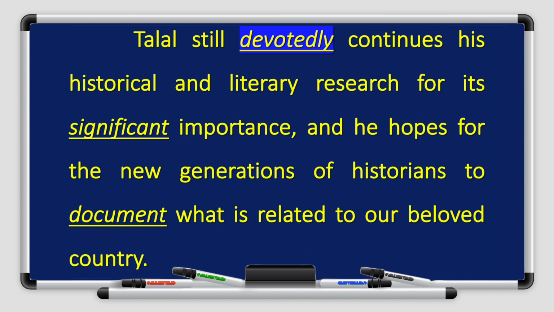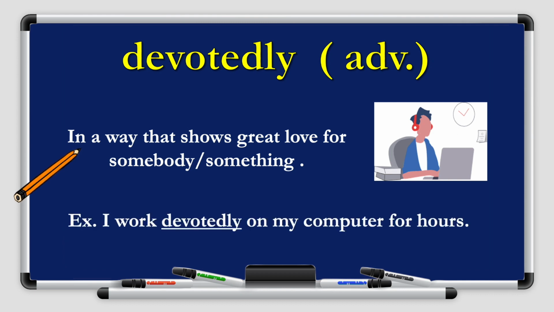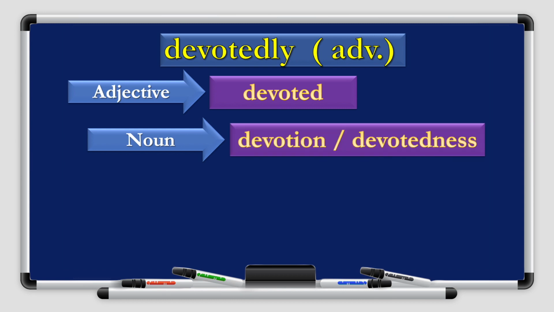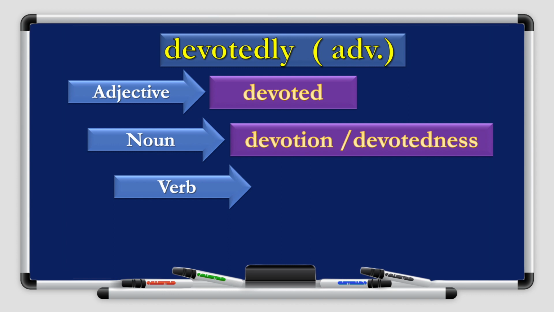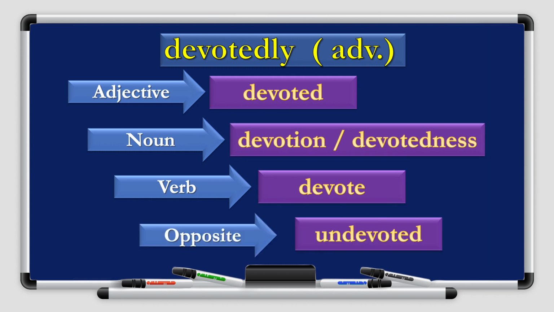We have three new words here. The first word is devotedly. It is an adverb. It means in a way that shows great love for somebody or something. I work devotedly on my computer for hours. The adjective is devoted. The noun of the word devotedly is devotion or devotedness. The verb of it is to devote. The opposite of devote is undevoted.